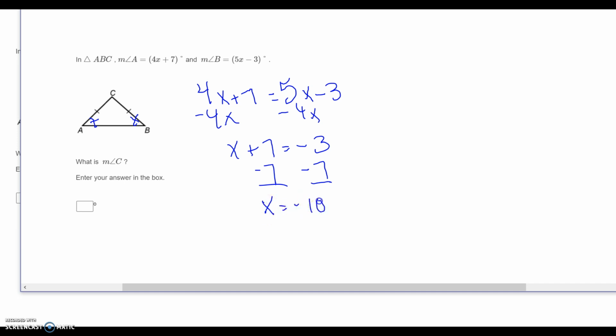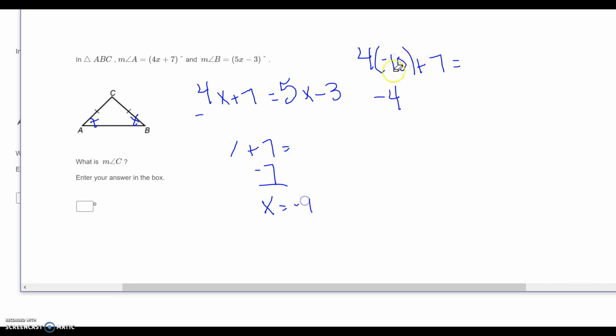x equals negative 10. So we plug that back in to find out what these angle measures are. It gives us negative 40. Okay. I thought something was wrong because that's supposed to be 10.